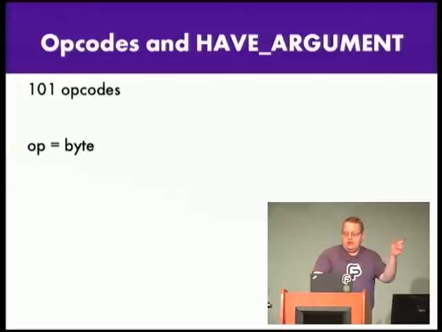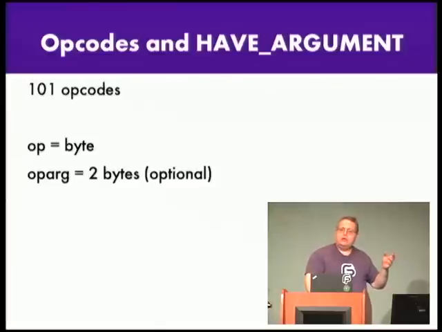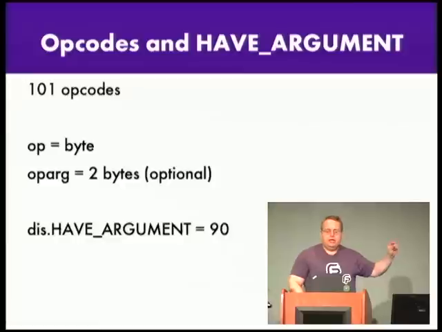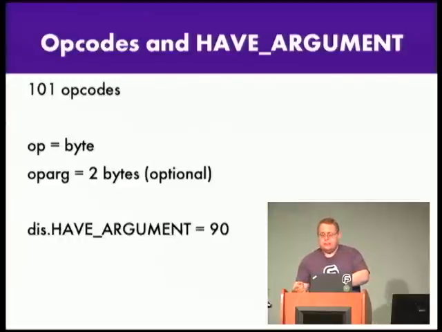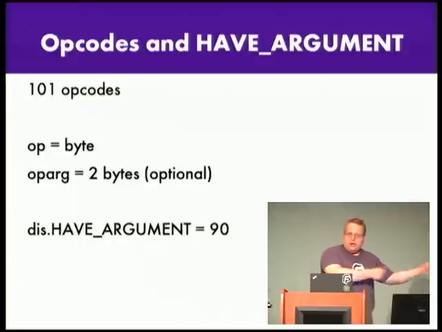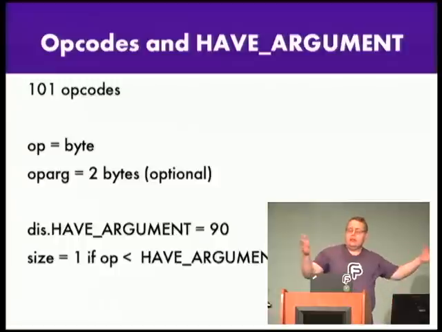Like I said, the opcode itself is a byte, and the argument to an opcode is 2 bytes, and it's optional. How do you tell whether you have an optional argument or not? You look at the number of the opcode itself. There is this magical value, you can get it from the dis module, it's called HAVE_ARGUMENT. If the opcode number is less than that number, it does not have an argument, it does not have an oparg. And if it is equal to or greater than that number, it does. So in other words, the size of an instruction is 1 if its opcode is less than 90, and it is 3 if it is 90 or greater.